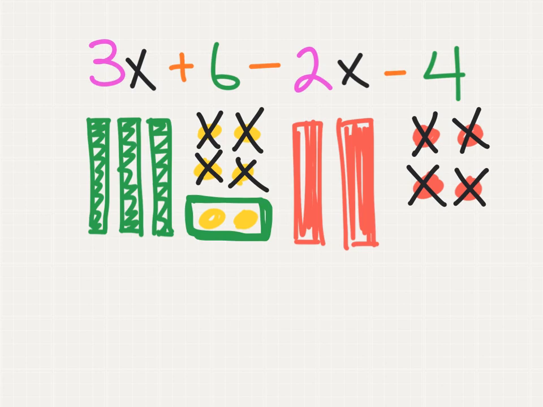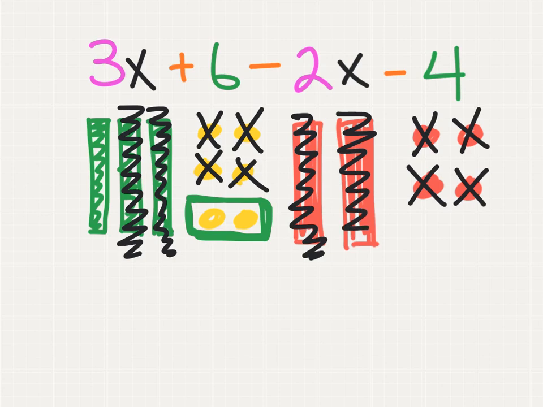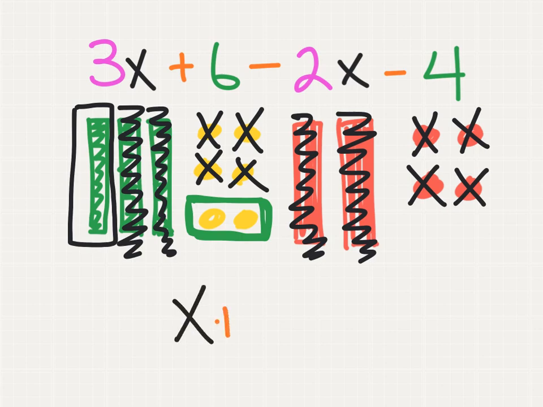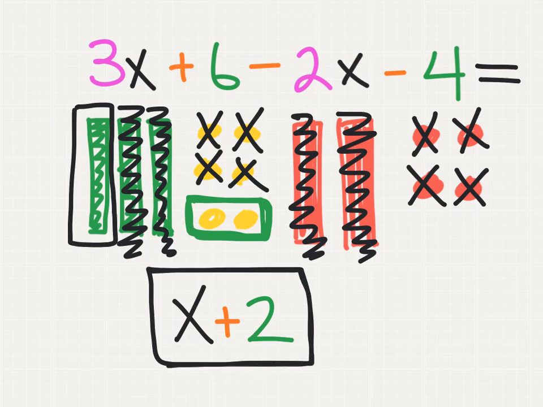Just like if I eliminated a 0 pair of variables, a green x for positive and a red x for negative would make a 0 pair. I've eliminated 0. A green x for positive and a red x for negative, once again, I haven't changed any value. I've simply eliminated a 0 pair. The only thing remaining is this x right here. So if I read my models, I have x and I have plus or positive 2. So that 3x plus 6 minus 2x minus 4 modeled below is equivalent, or the same value, as the simplified expression of x plus 2.